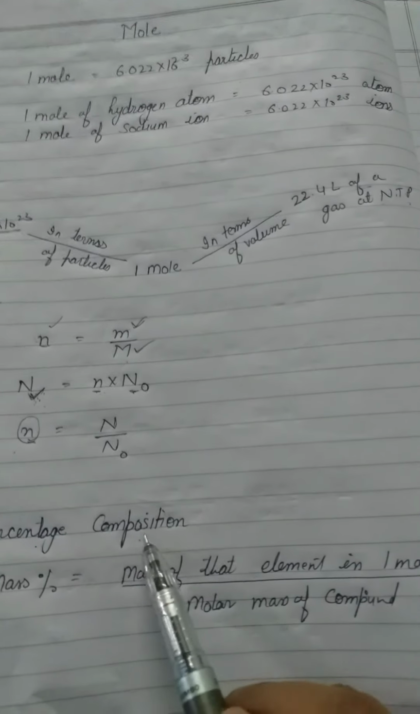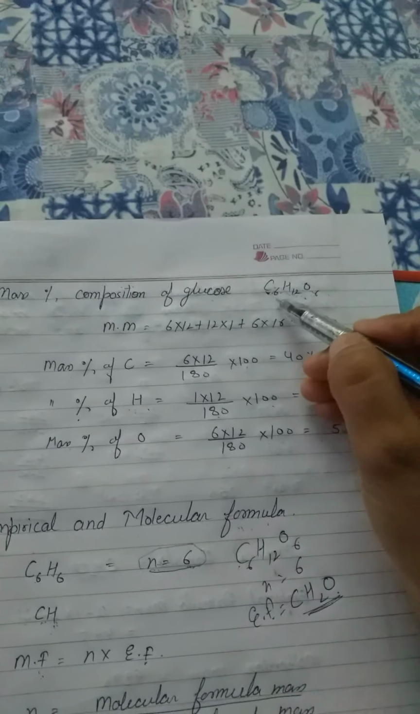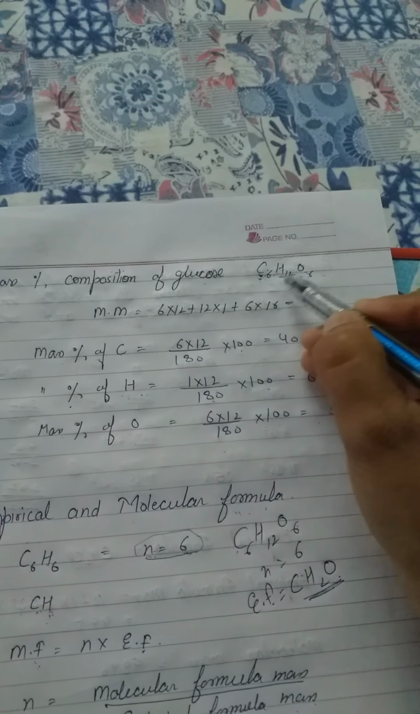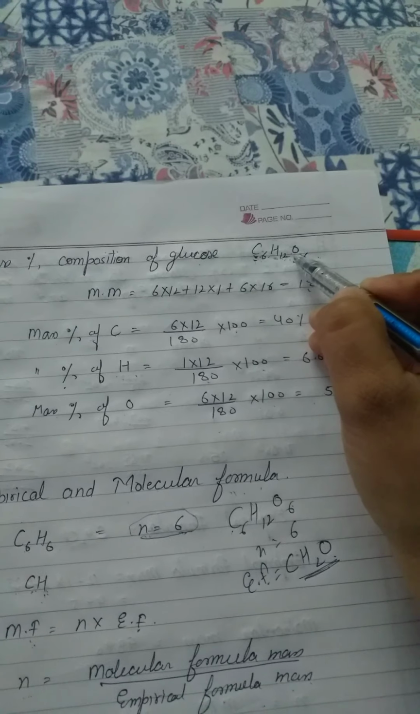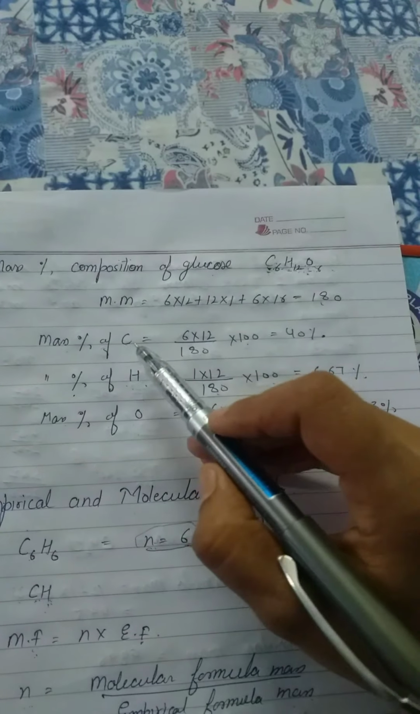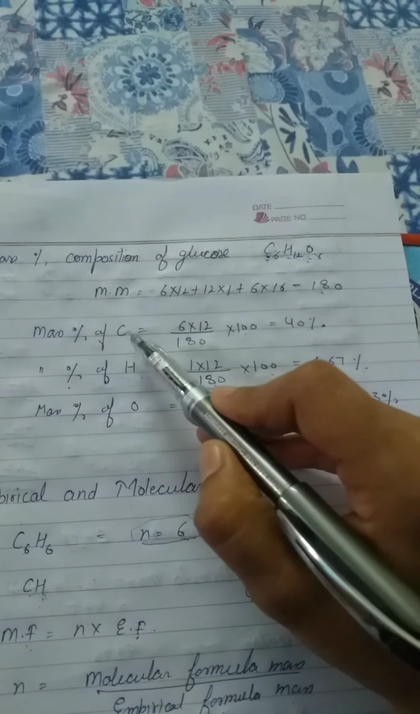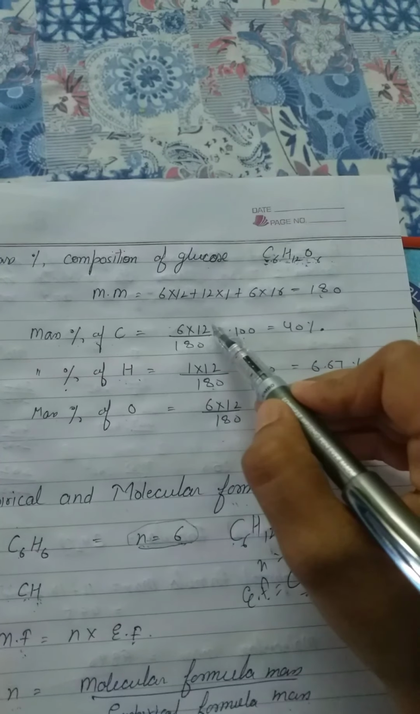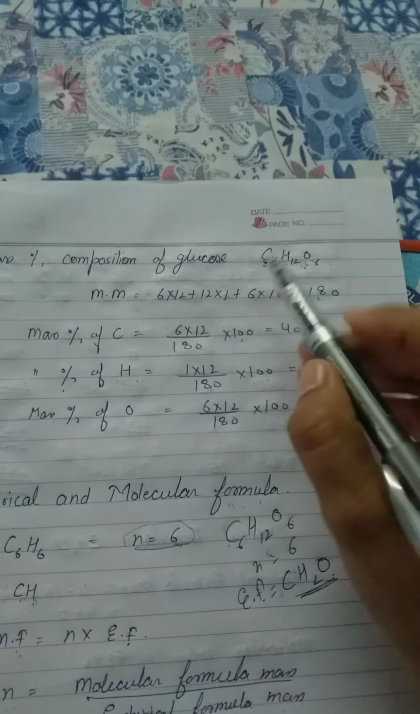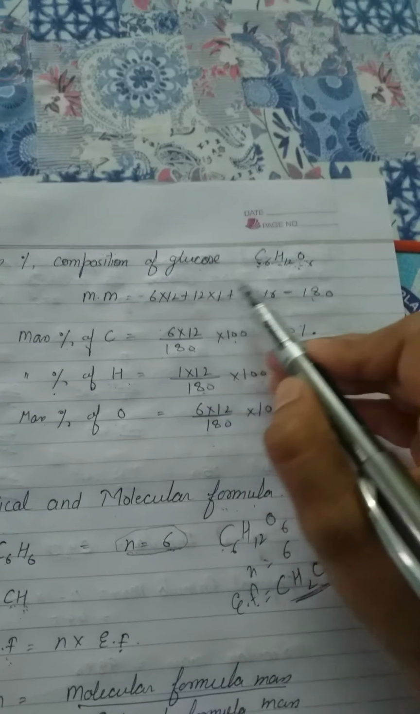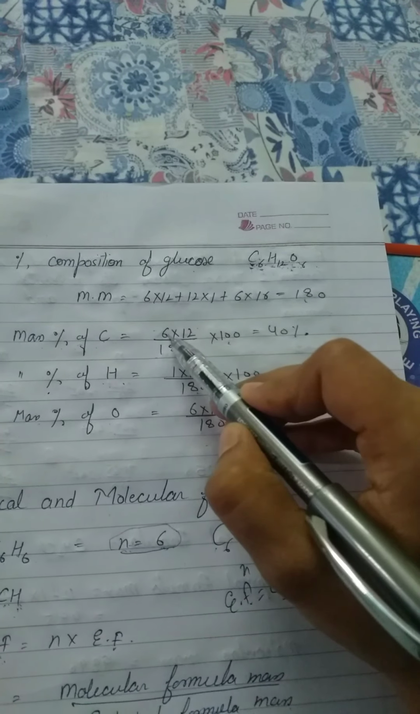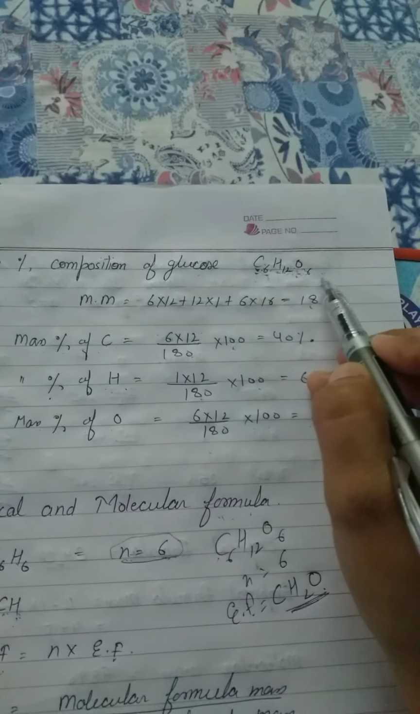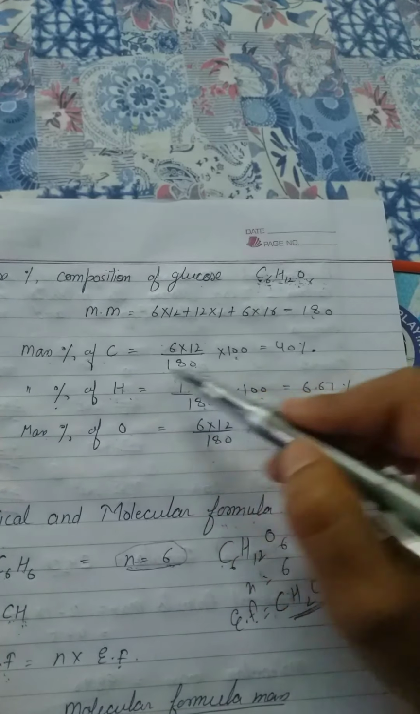After that, we have percentage composition. In case of percentage composition, I will go with the example of glucose. Suppose I have to find out the mass percentage of each component, that means carbon, hydrogen and oxygen. So to calculate the mass percentage of carbon, the formula is mass of carbon upon molecular mass into 100. There are 6 atoms of carbon, so mass of carbon is 6 into 12, and molecular mass is 180, into 100. So by this way I can find out the mass percentage for different components.